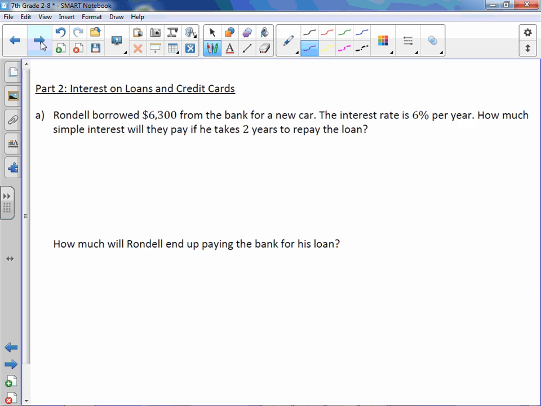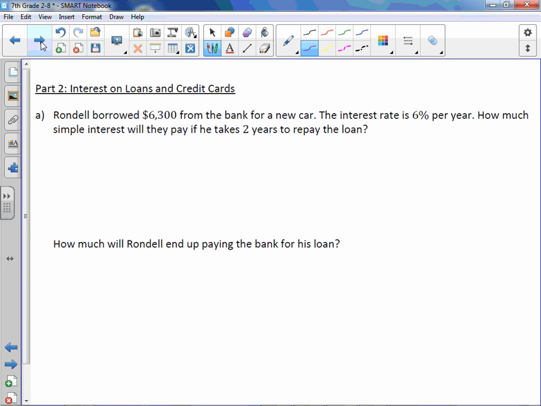Interest on loans and credit cards. Rondo borrowed $6,300 from the bank for a new car. The interest rate is 6% per year. How much simple interest will they pay if he takes 2 years to repay the loan? Now, when you buy something like a car or a house, generally speaking, we don't have the cash to pay it. So what we do is we take out a loan from a bank.